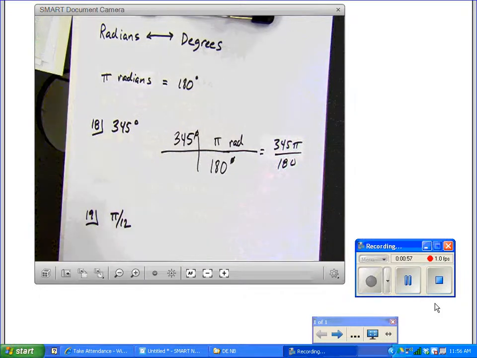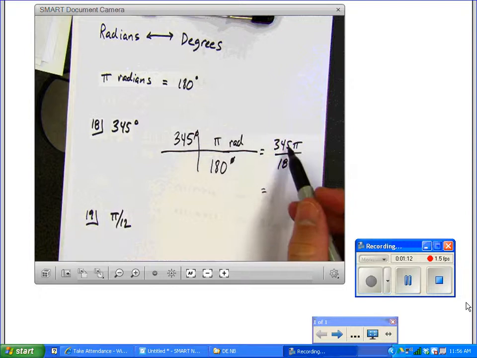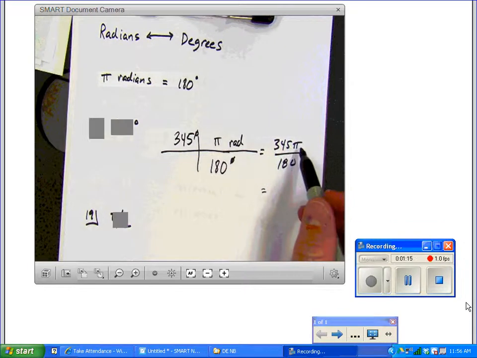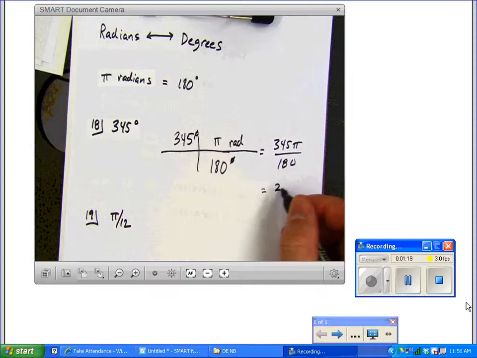I'm going to just reduce it with my calculator. 345 over 180 is going to reduce to 23 over 12. Okay, so I just put in 345 over 180, left off the pi symbol because the answer had to be in terms of pi. So the answer would be 23 pi over 12.